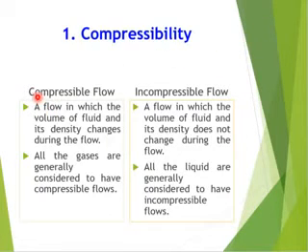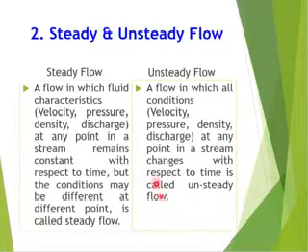So the first type is according to compressibility, like flow is either compressible or incompressible. What is the meaning of compressible flow? A flow in which the volume of fluid and its density change during the flow is compressible flow, and if the volume and especially the density remain constant during the flow, then it is incompressible flow. So gases are an example of compressible flow, while liquids are generally considered to have incompressible flows as their density does not change during the flow.